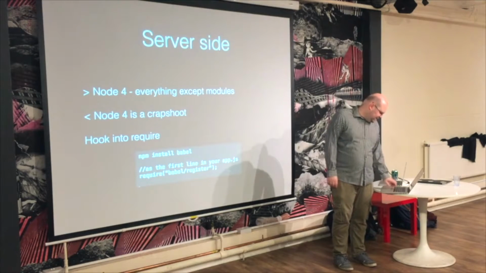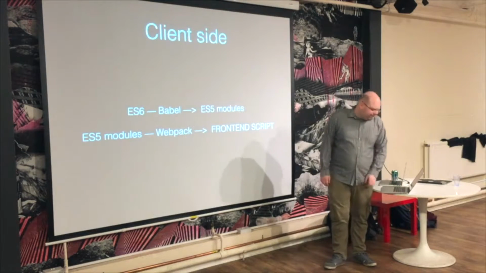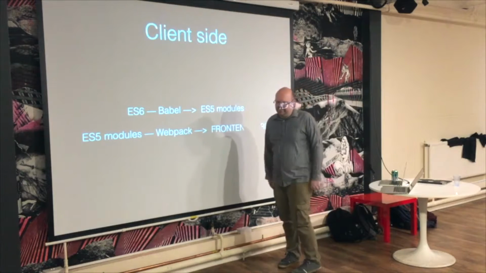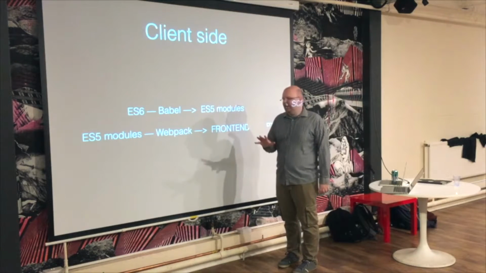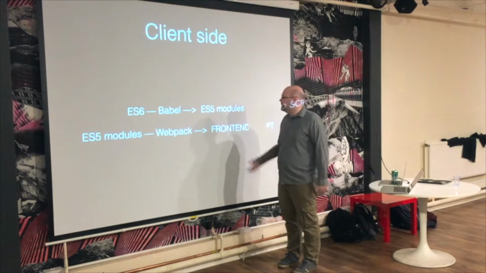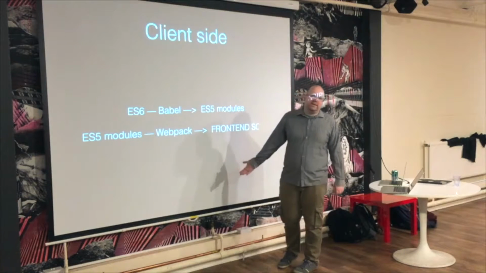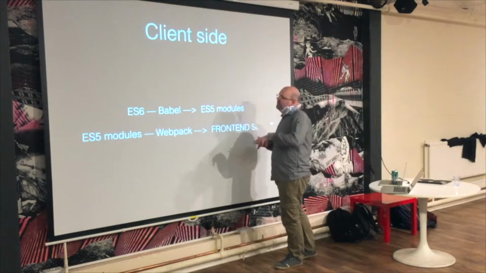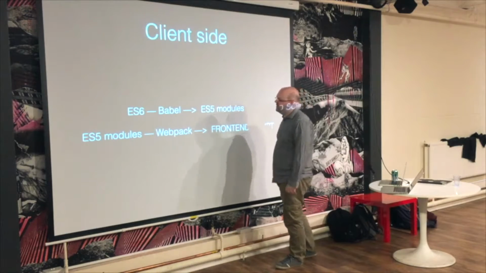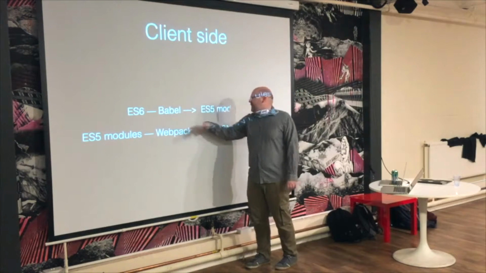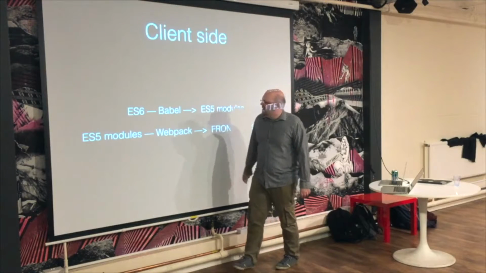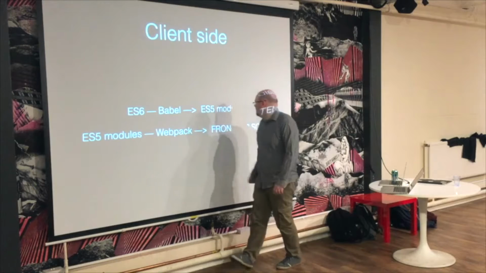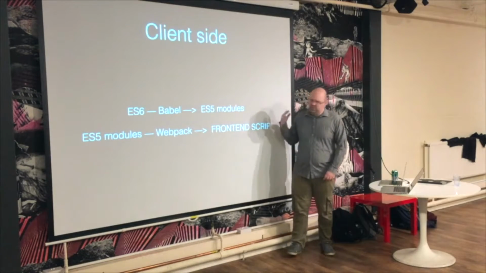Let's do client side. Client side is hard. So we've got two problems. We've got ES6, which we need to transform to ES5, which we can do with Babel, but we've still got modules on the other side. We've still got CommonJS modules. So we need to stitch those modules together into one big file that can just be consumed as JavaScript. So we go ES6, Babel to ES5 modules, and then we use either Webpack or Browserify to take those ES5 modules and give us one huge chunk of JavaScript.